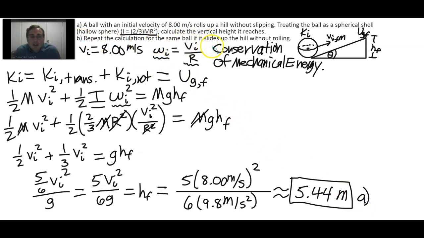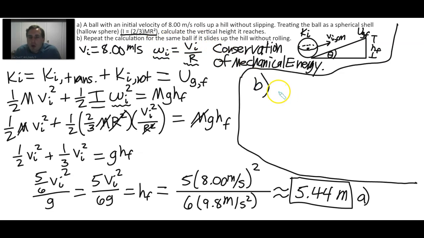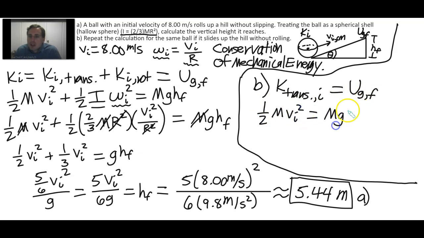Now, part B, repeat the same calculation if the ball slides up the hill without rolling. If it slides up the hill without rolling, the translational kinetic energy initial should just equal the gravitational potential energy final. There's no rotation term. All the energy of the center of mass becomes potential energy. Because it's going to have less kinetic energy, because it's not rolling, it's not going to make it as high. So we'll have 1/2 m v initial squared equals m g h final. These masses cancel, and now h final is v initial squared over 2g. Notice this is effectively a half. This is effectively 5/6. I think 5/6 is larger than the half, so the ball won't go as high.